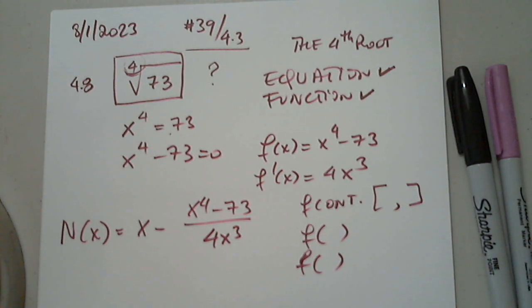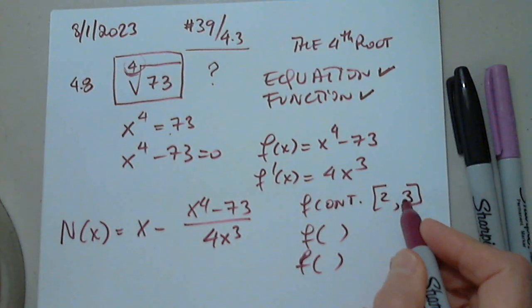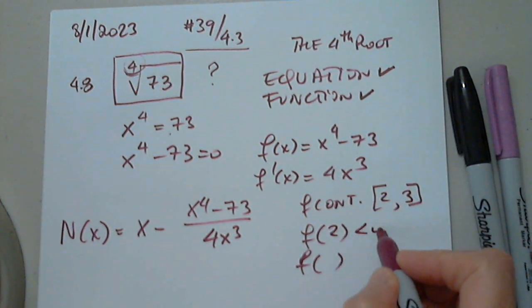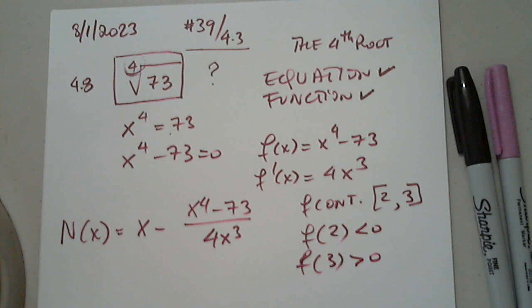So I know that there is a solution between 2 and 3. And the function is continuous. It's a polynomial function. So I have 2 and 3, and I have f of 2 is less than 0, f of 3 is positive. That's all I needed for now.